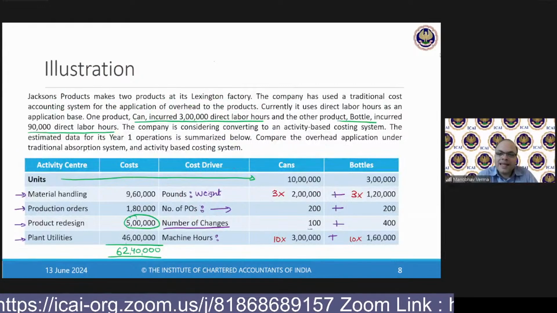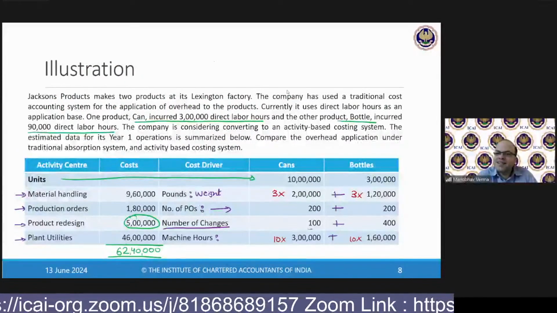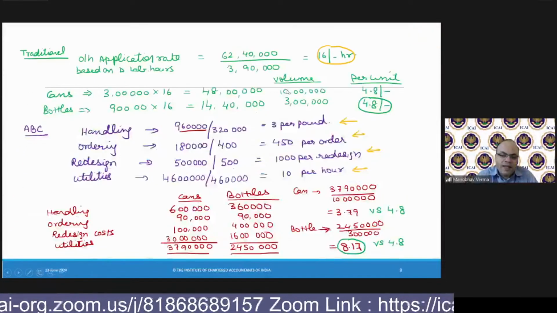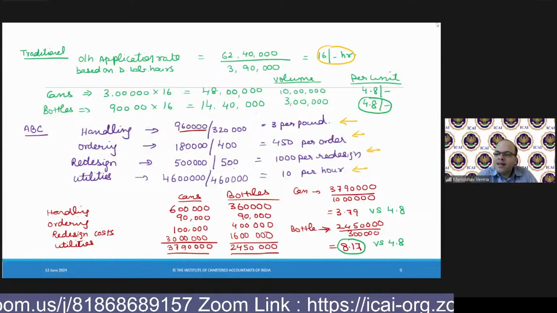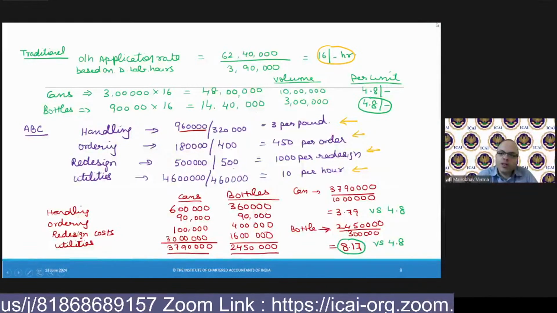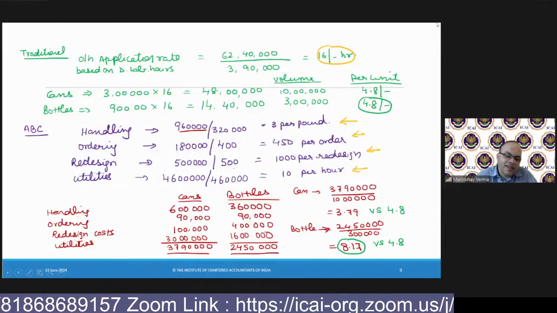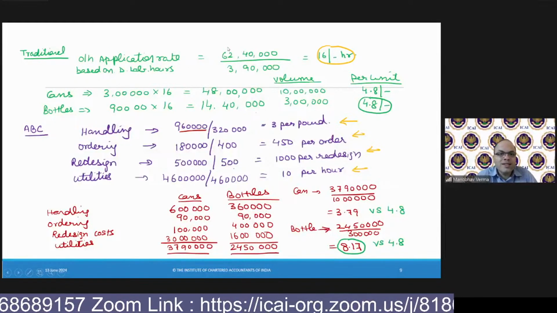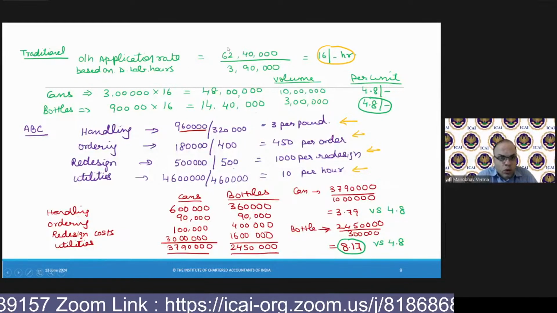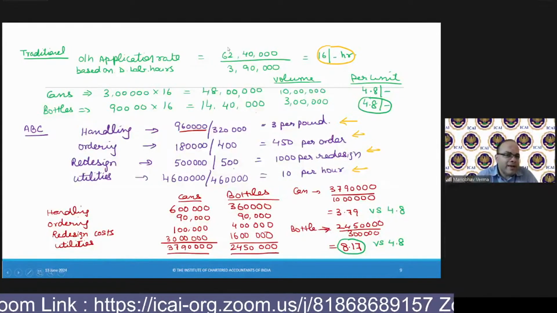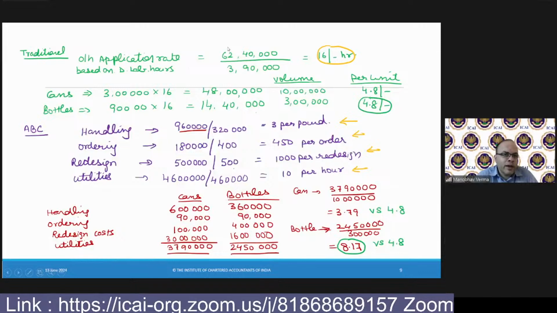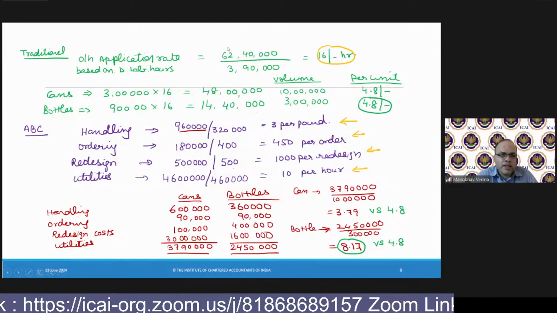So since bottles were 3 lakhs and cans were 10 lakhs, we actually ended up giving less cost allocation to the bottles, whereas instead of 4.8, it should be 8.17 here. Good example here. So I think it looks very interesting, but let's see if you can answer a couple of brain teasers here.